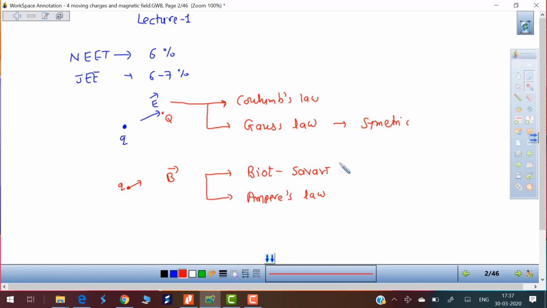So Biot-Savart can be applied at any place, but Ampere's law cannot be used in an irregular shape, and it is true. It can be applied only for those systems having symmetric configuration. We start with this Biot-Savart law.